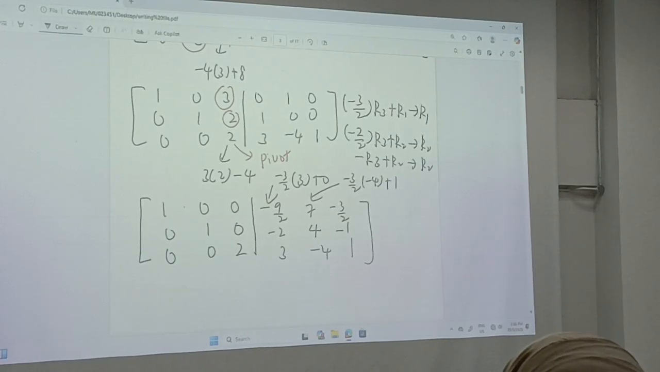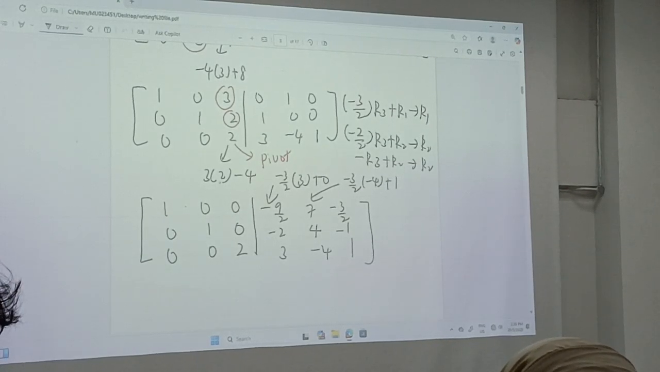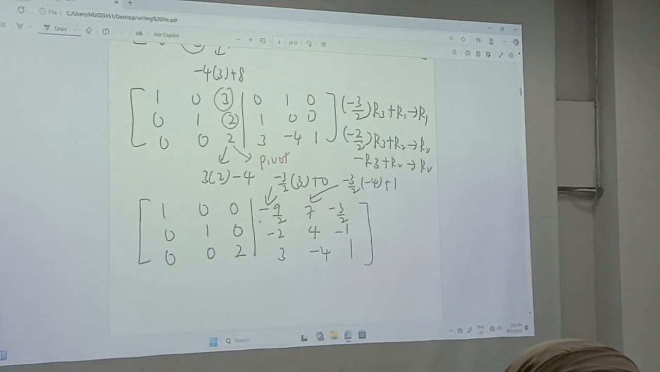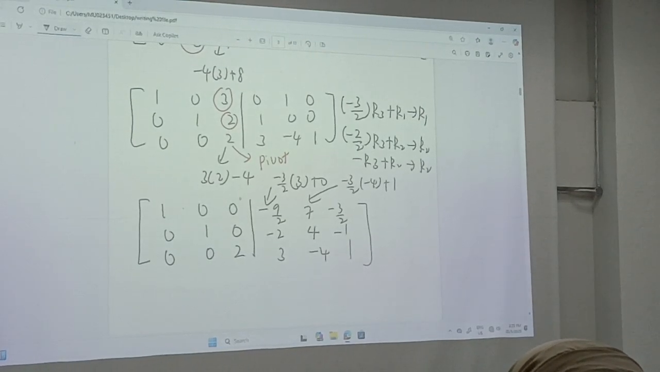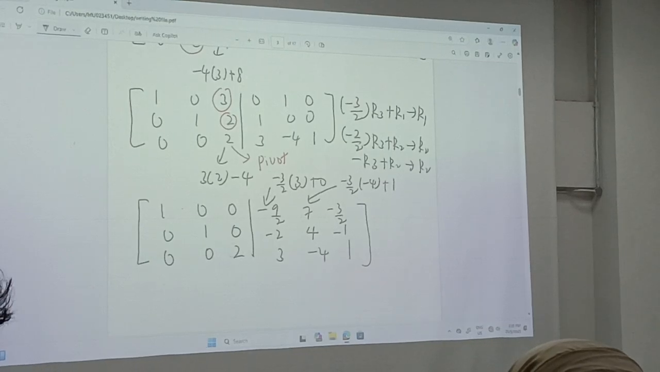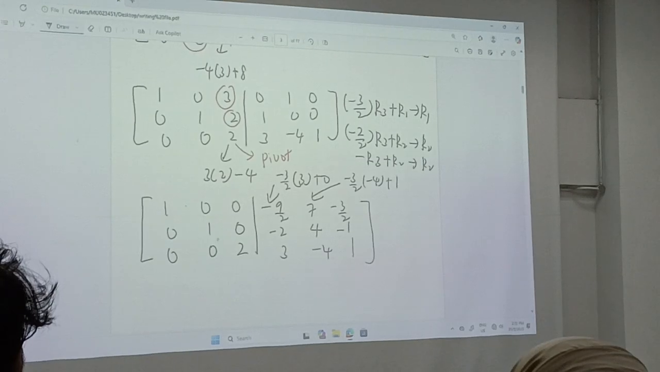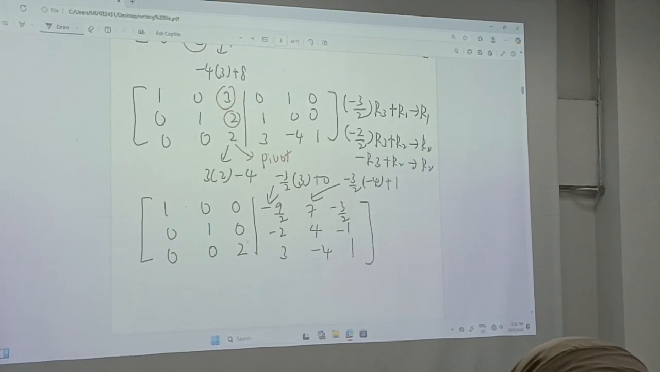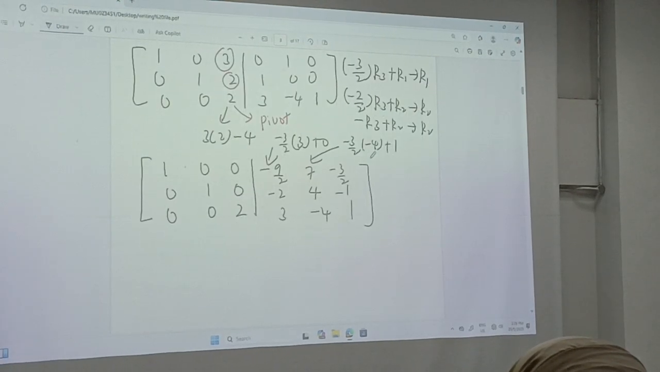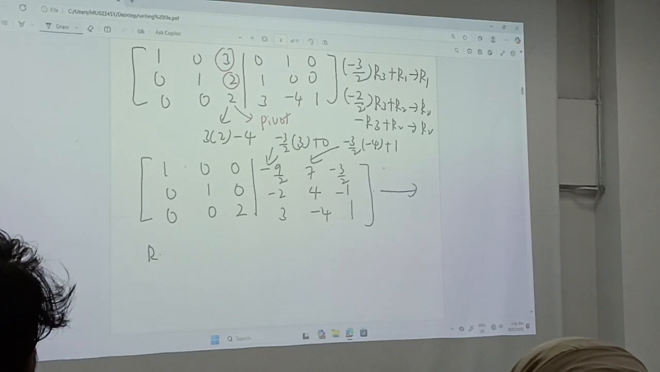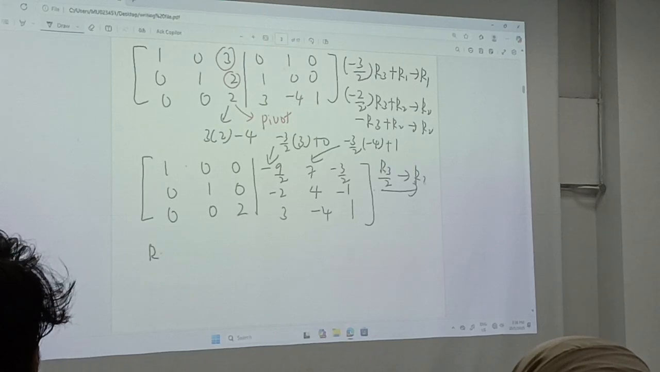So do you think this is an identity matrix? Yes or no? No, right, not yet. This 2 needs to turn into 1. Identity matrix, all diagonal elements must be 1. So how to turn 2 to 1? Take right here, R3 divided by 2, to produce a new R3.